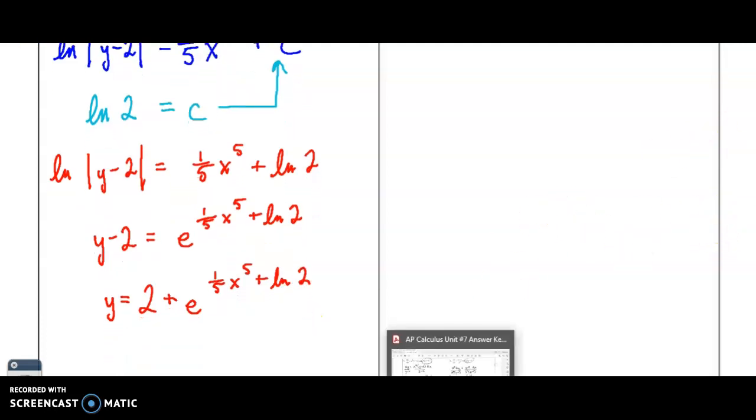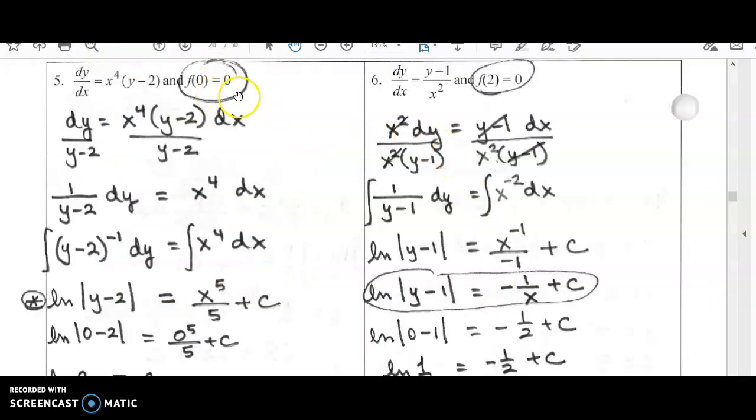Let's move over to the answer key just to sort of confirm. His work might explain a little bit better as to why we write it as 1 over y minus 2.